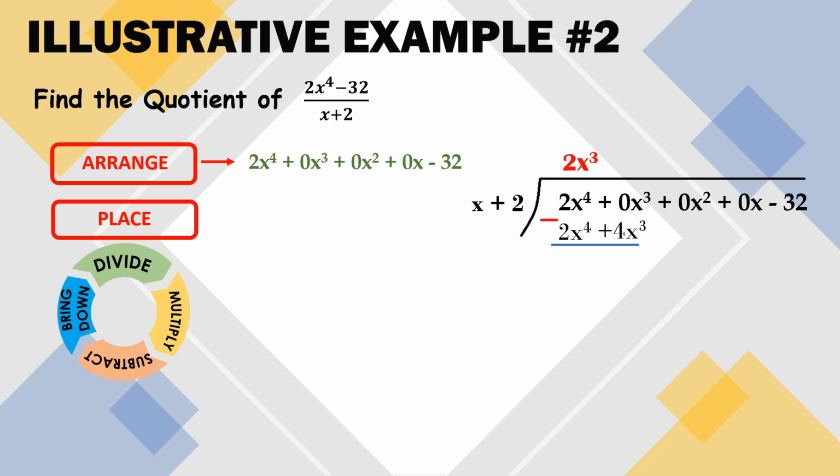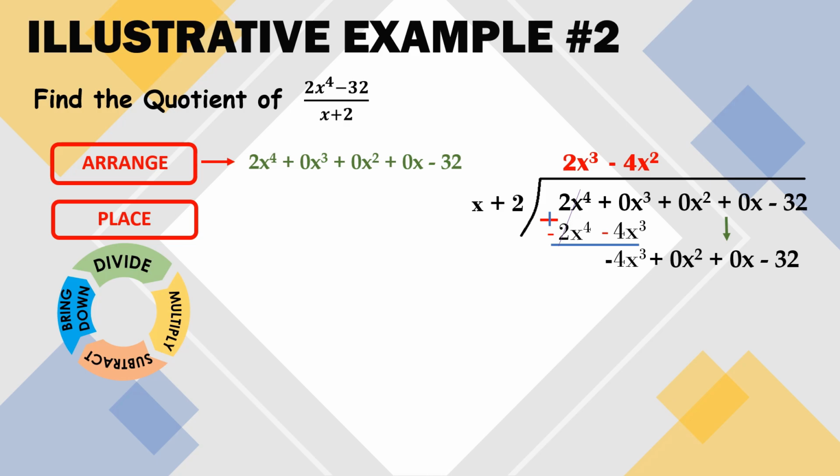So since we are subtracting terms of polynomials, we have to change the sign of the subtrahend, then proceed to addition. So we will now have 2x raised to 4 plus negative 2x raised to 4 is 0. 0x cubed plus negative 4x cubed will give you negative 4x cubed. Then all you have to do is to bring down the remaining terms. Then we go back to divide. So we're going to divide negative 4x cubed divided by x, and that will give us negative 4x squared.